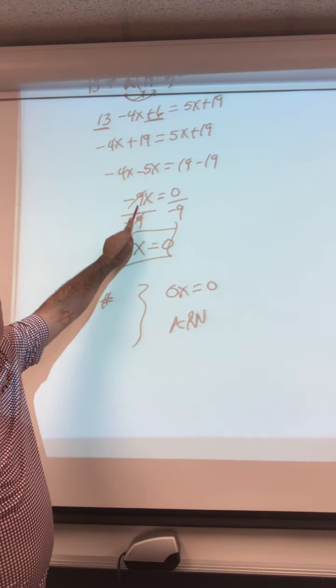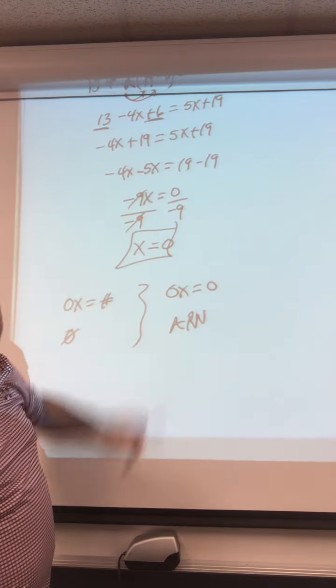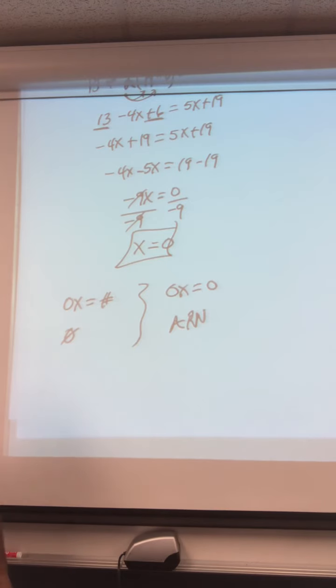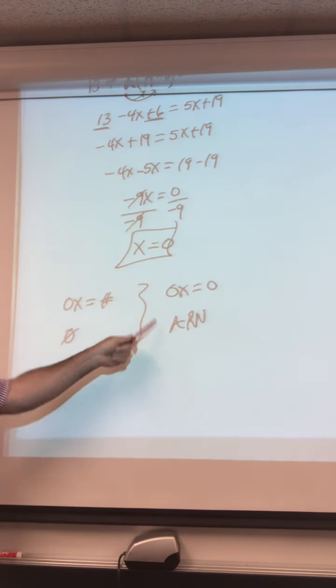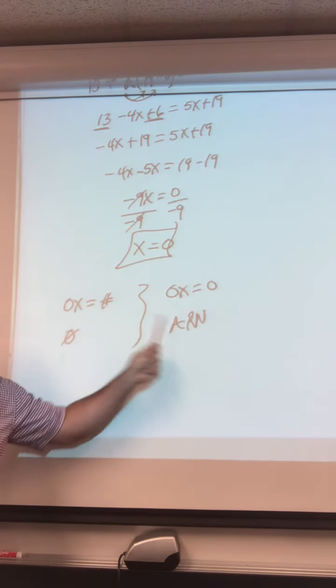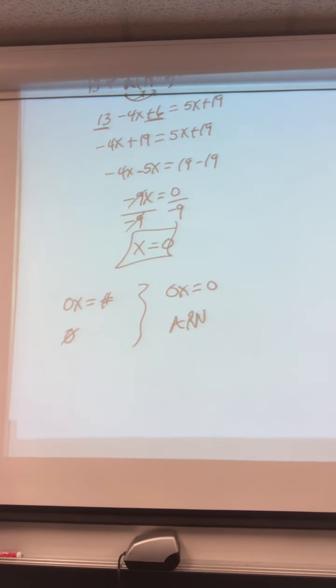That did not happen in this problem because the number in front of x did not go to 0. And I showed you why, when we did these, this one was no solution and this one was all real numbers.